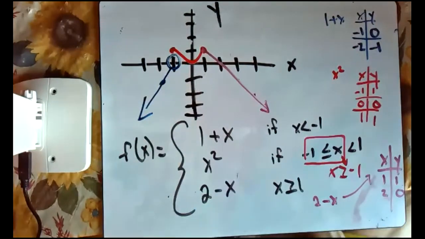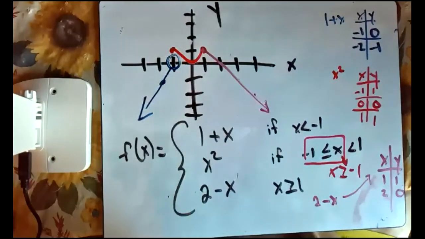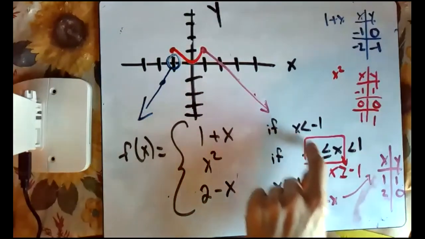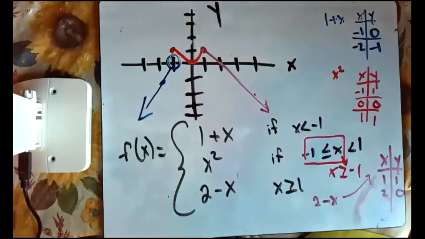Remember, to graph a piecewise function, you're just going to make a bunch of t-tables, right? You can't just throw in any number, though. You have to throw in numbers that fit within the domain restrictions right here. So this is what it looks like.